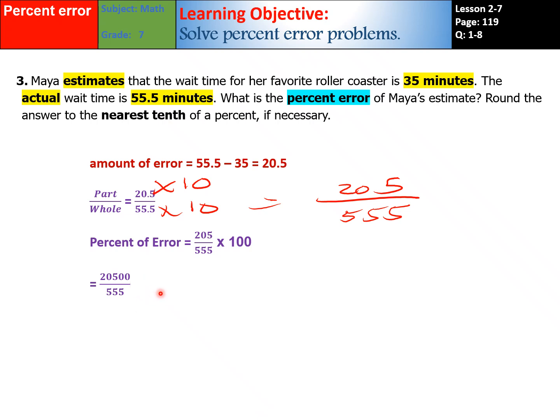Now both numbers are divisible by 5. So either you can first divide them by 5 and simplify them, or directly you can do long division. When you do long division, you will get the answer 36.9. After rounding, it will become 36.9, because we need only one digit after the decimal point. So percent of error is 36.9%.